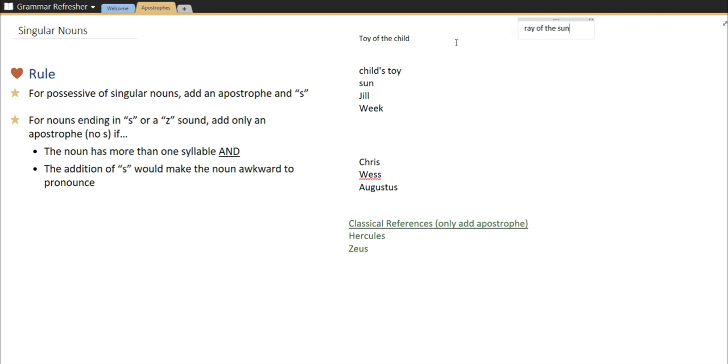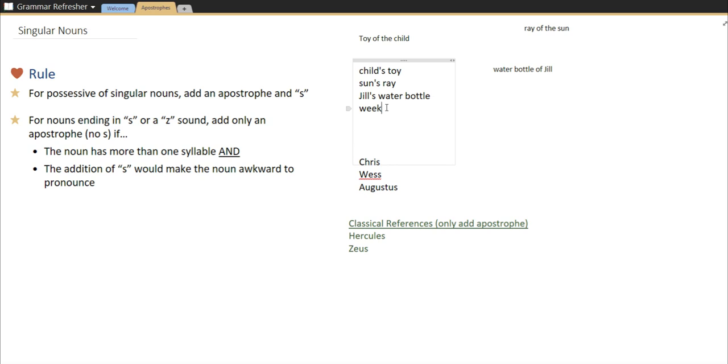To turn this phrase around and make it possessive, I would add an apostrophe S: the sun's ray. Now here's a name. Let's say Jill and the water bottle. Jill, that's a strange phrase, sorry. So to make that possessive, add apostrophe S and add water bottle. Jill's water bottle.